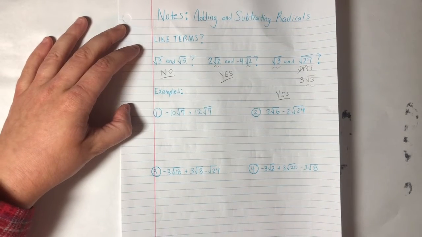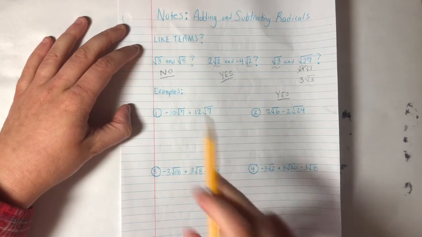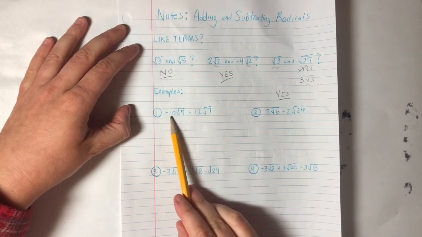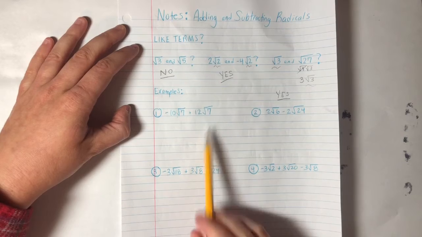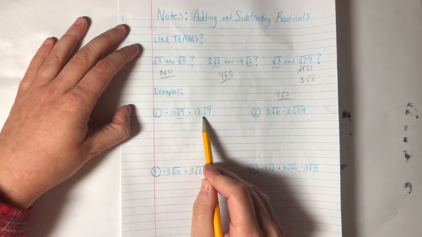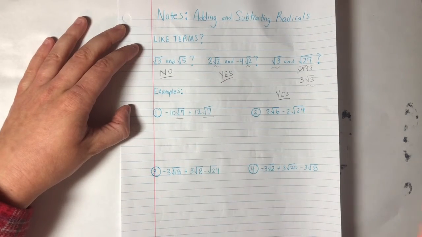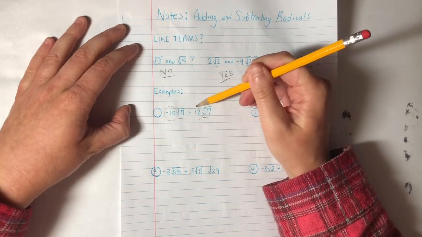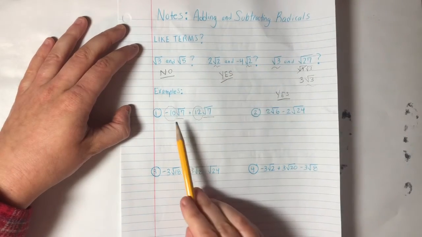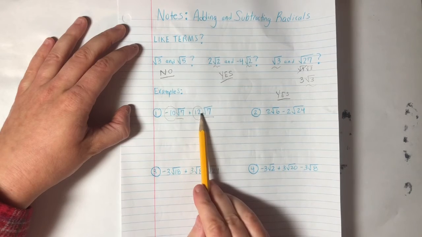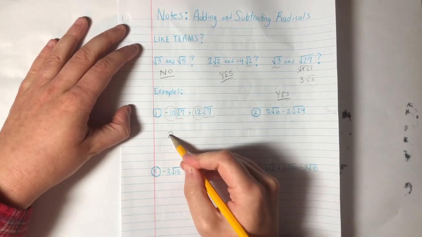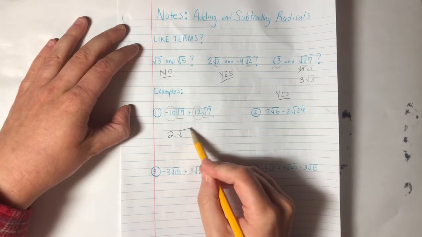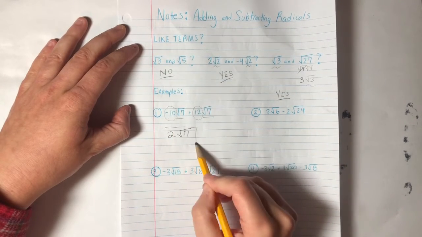Okay. Now, how we actually go about combining them, so looking at my examples here, for example, number 1, I have negative 10 radical 7 plus 12 radical 7. Now, I have the radical 7 and radical 7, so yes, those are like terms, and now all I'm going to do is combine the outside number, the coefficient. So I'd combine a negative 10 and a positive 12. That'd give me a positive 2, and then I just keep the number under the radical the same. So it'd be 2 radical 7 for my final answer.